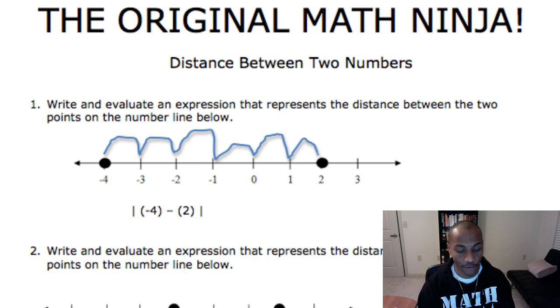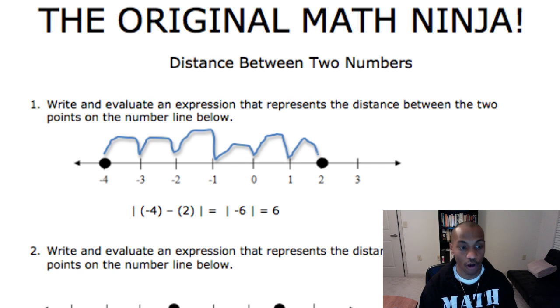Now we just have to solve everything inside of here, which is -4 minus 2. Well, -4 minus 2 is going to give me, that's right, -6. So I get the absolute value of -6. That's going to be equal to, well, absolute value tells me the distance from a number to 0. So that's going to tell me that I get an answer of 6.